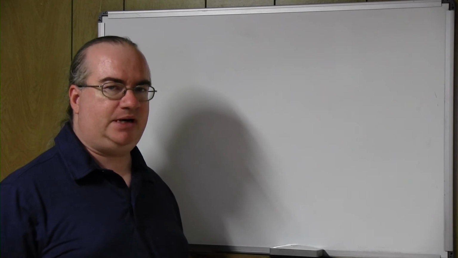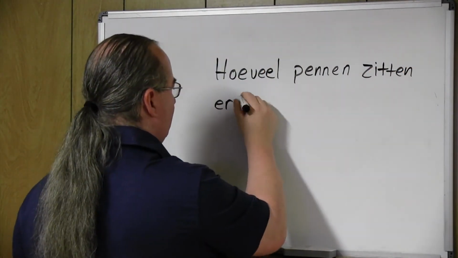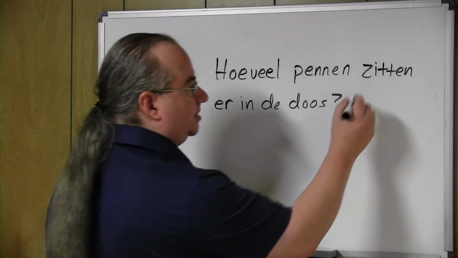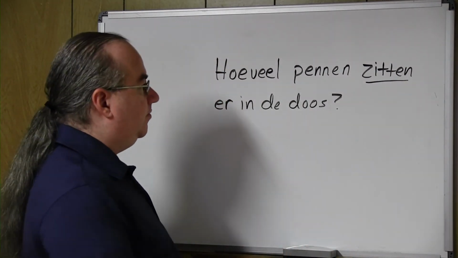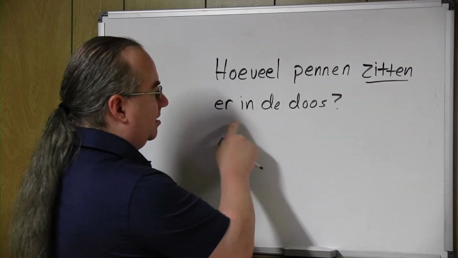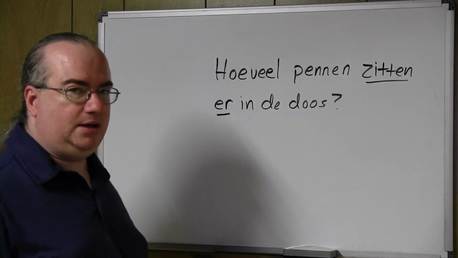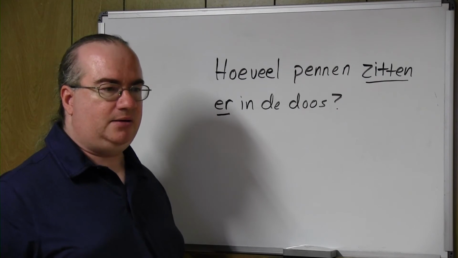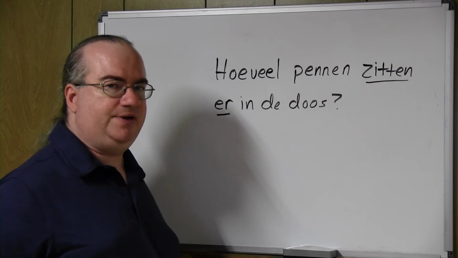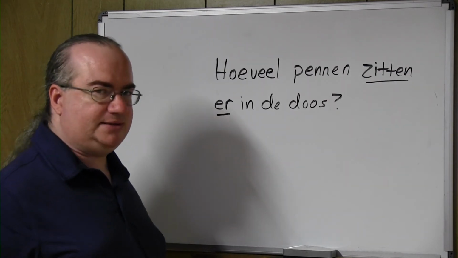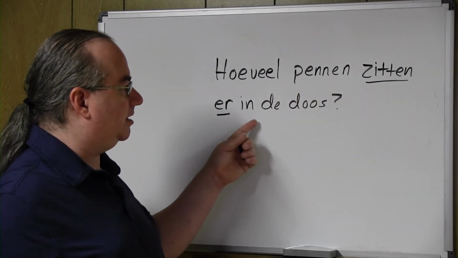Okay, how about how many pins are in the box? Now remember how we use zitten whenever we're talking about something sitting inside something else. Hoeveel pinnen zitten in de doos? We actually do need this word here. It may sound okay in English to say how many pins are in the box without adding the word there, but the Dutch feel the need to add this word in. So to them it sounds more natural. Hoeveel pinnen zitten in de doos?